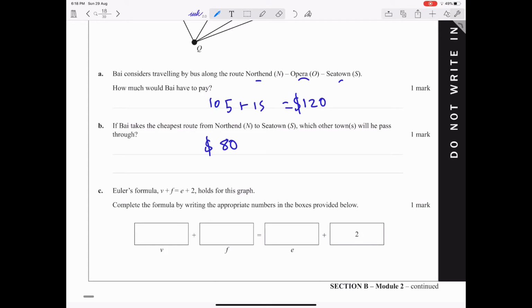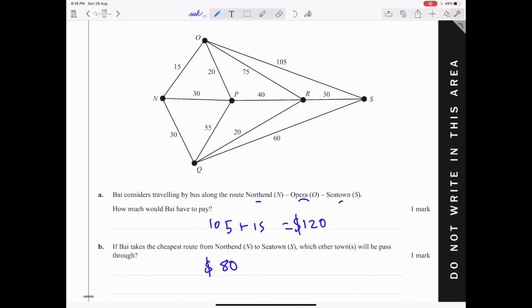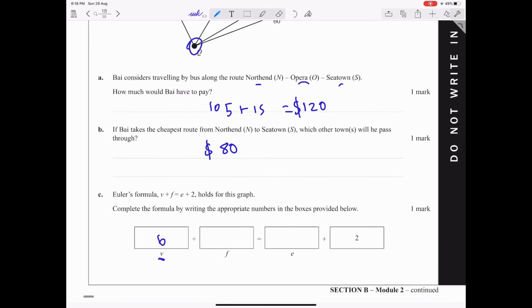Euler's formula, V plus F equals E plus 2. So V is vertices, F is faces, E is edges. Holds for this graph. Complete the formula by writing the appropriate numbers in the boxes provided below. So basically, we just count the number of vertices. So 1, 2, 3, 4, 5, 6. 6 vertices. So put 6 in there.